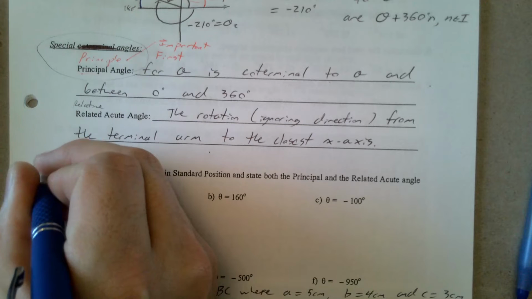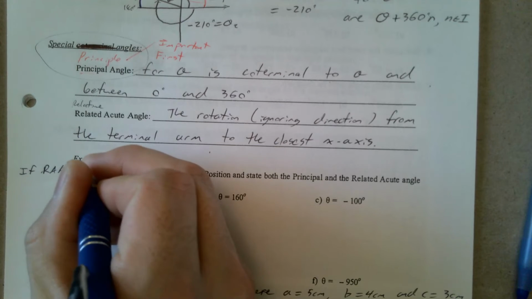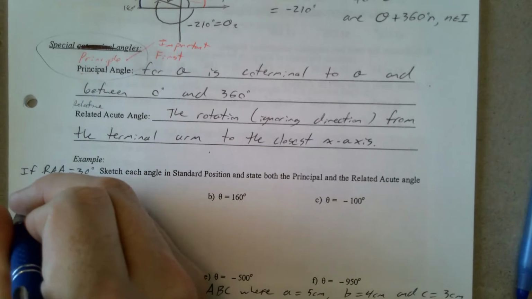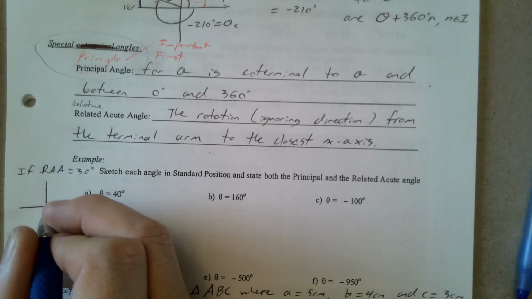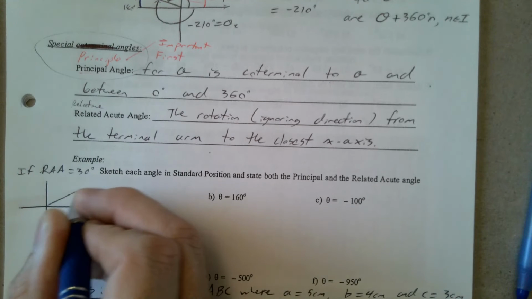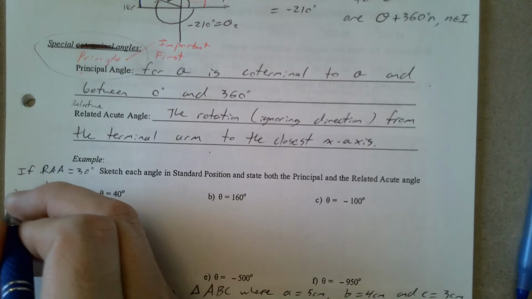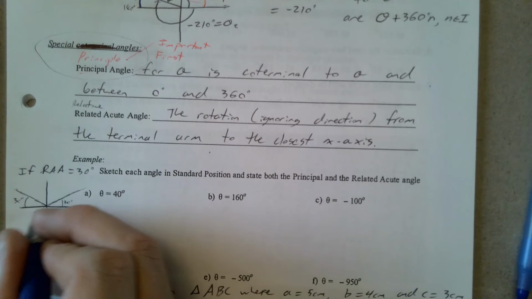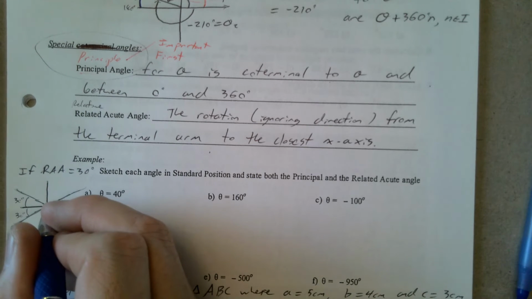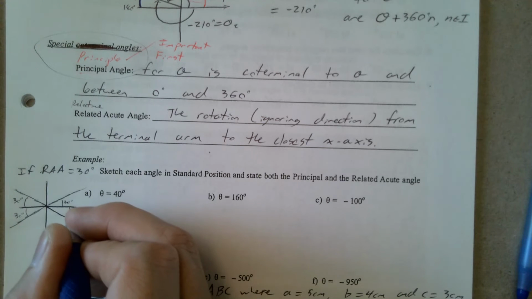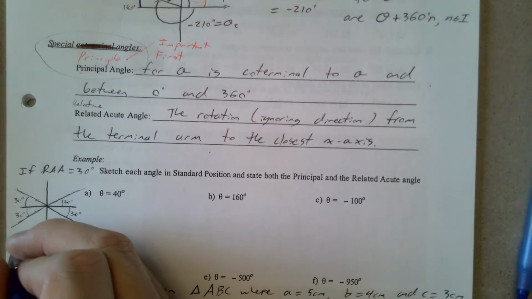If I give you a related acute angle, I'll use a number that doesn't show up here, 30 degrees, then you have 4 principal angles, one in each one of the quadrants, that has a related acute angle of 30 degrees. We might be talking about the principal angle with a related acute angle of 30 degrees in the first quadrant. Or the second quadrant. We might be 30 degrees off of the x-axis downwards in the third quadrant. Or we might be short 30 degrees of a full rotation in the fourth quadrant. And that gives us 4 possible principal angles.